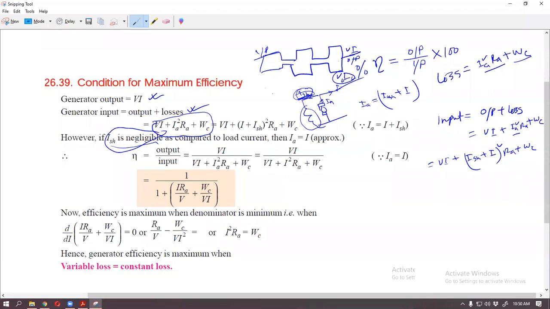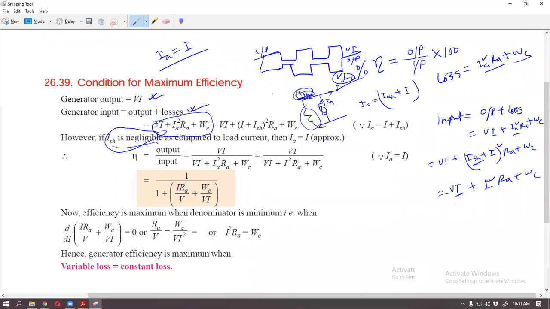Ia is equal to I. Clear? If this current is negligible, this current is 0, then VI plus this 0. So I square Ra plus WC. Okay? All are clear? Yes, sir. If this current is negligible, then this.